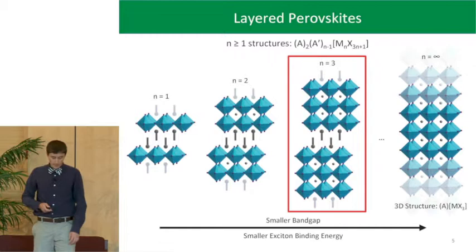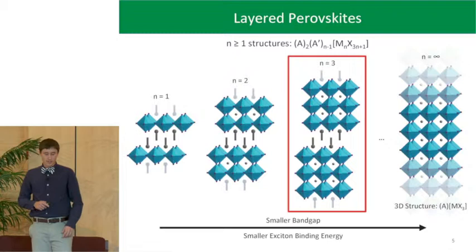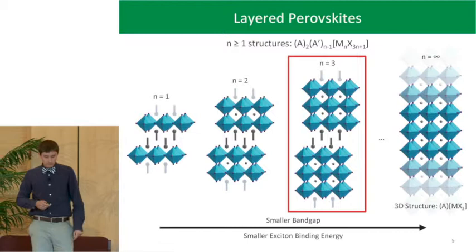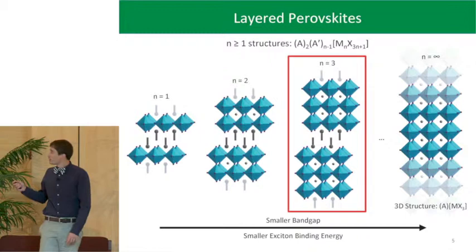This, however, is just one of many types of layered perovskites that we like to call the n greater than one structures. And so the n value here is essentially counting the number of lead iodide octahedra in each sheet. And so I showed you before the n equals one, however, the n equals two and three are shown here as well. And hypothetically, you could get any structure you wanted. In reality, it's pretty hard to get some of the ones with higher n values. But if you take this to the limit, you eventually get n equals infinity, which is actually just the three-dimensional structure that I talked about before.